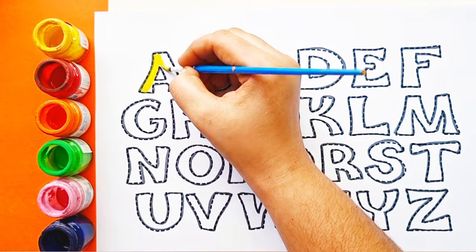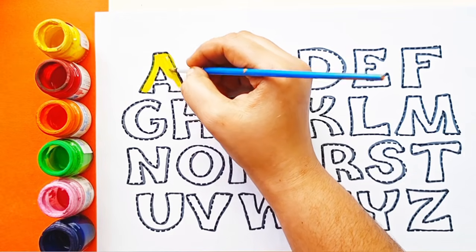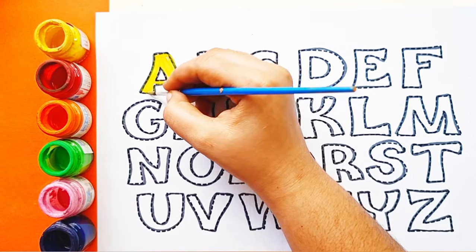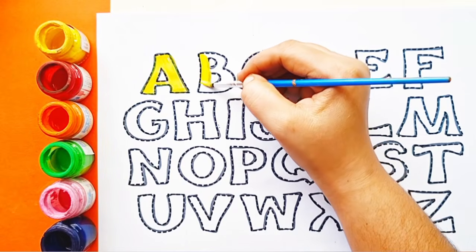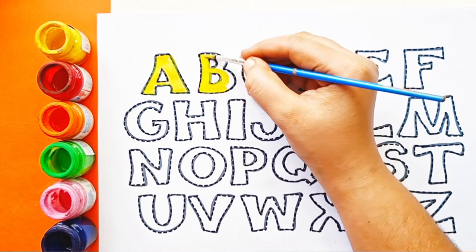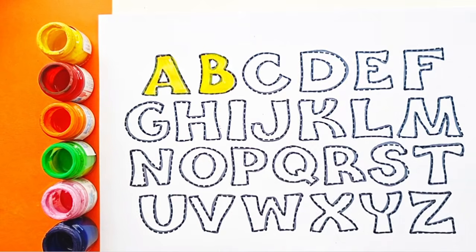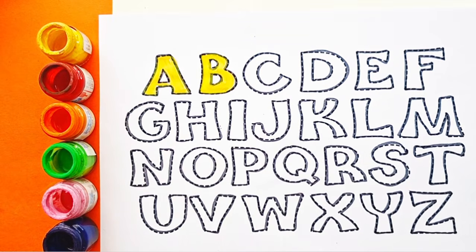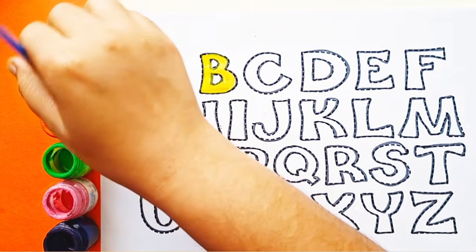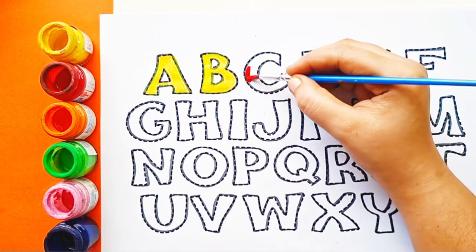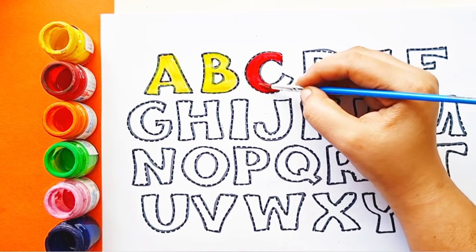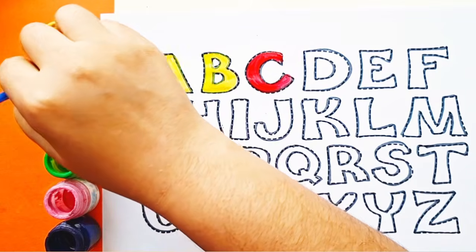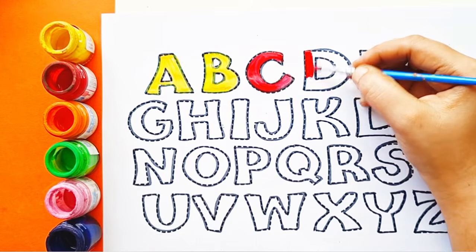A. A for apple. B. B for butterfly. Red color. C. C for cat.